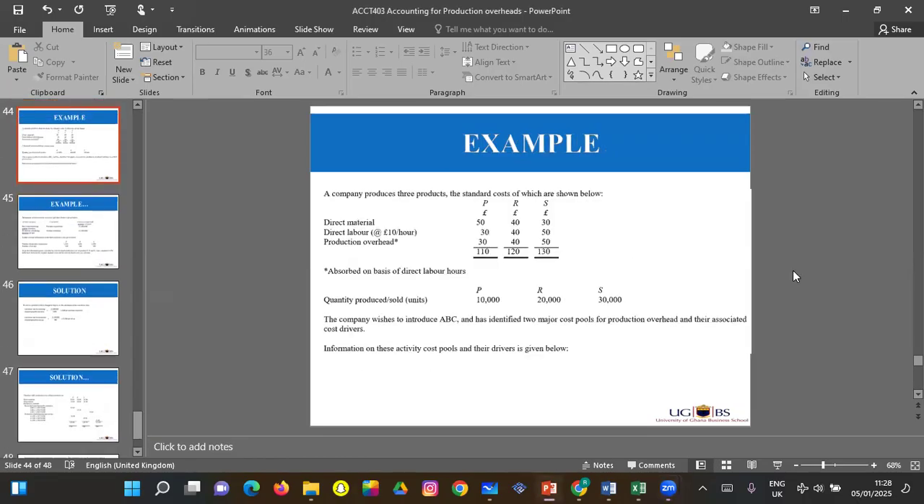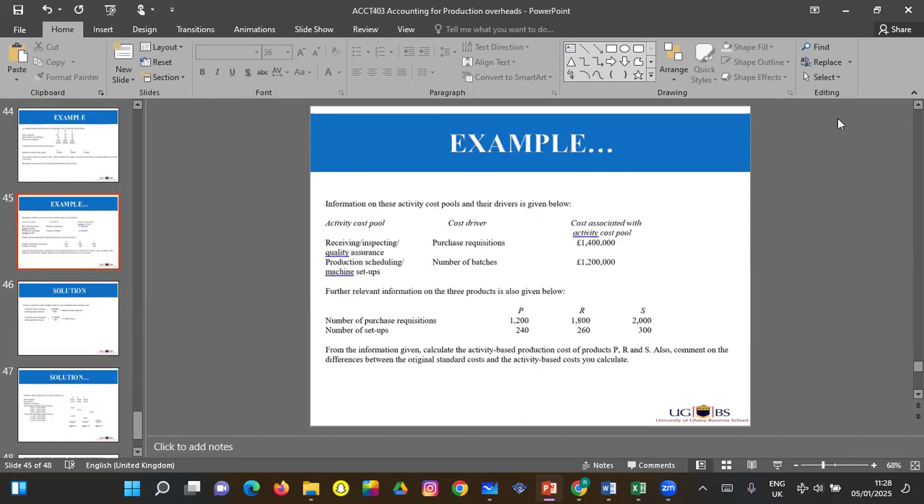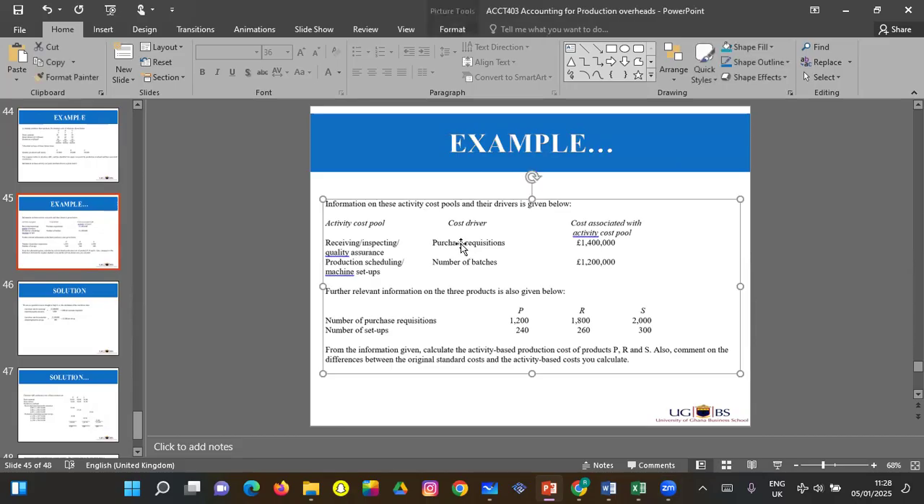Someone called me. So as I was saying, it is more or less like the way we were doing the normal overhead absorption rate. So now the cost driver for the total cost for the receiving and inspecting was based on purchase requisition. So purchase requisition here, we have a total amount of 1.4 million, and then we have number of purchase requisitions here.